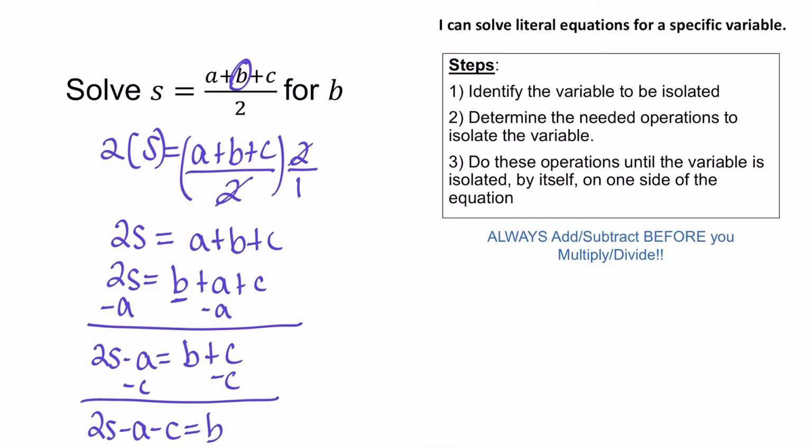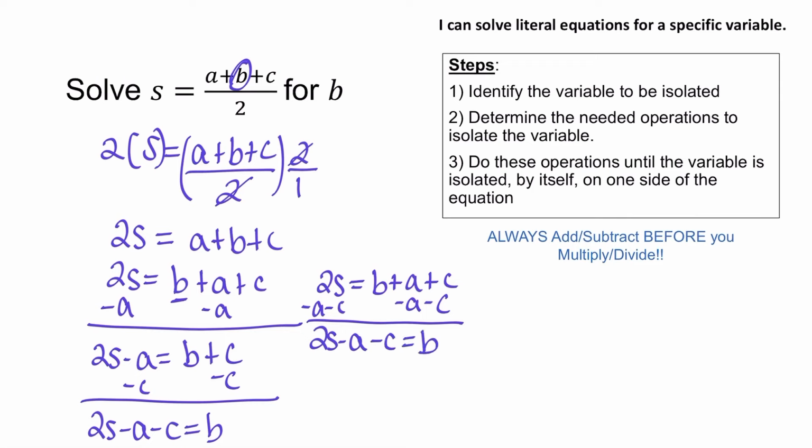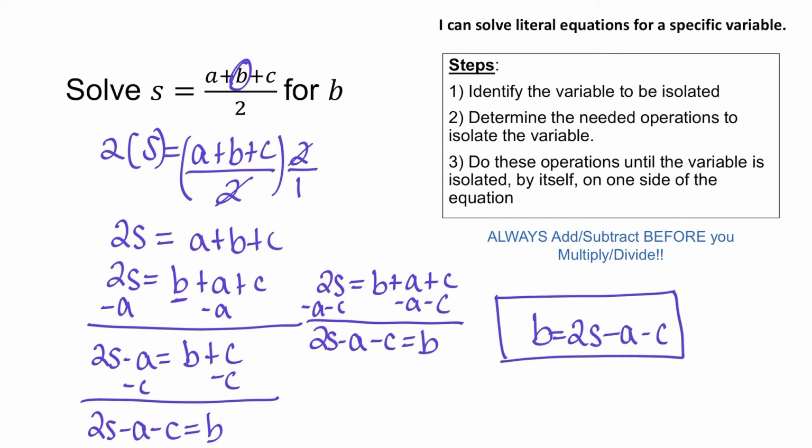If you would prefer, in this step, you can subtract a and c at the same time. So if you want, instead of doing it the way I did, you can say 2s equals b plus a plus c, and you can do minus a minus c at the same time, if that is your preference. Okay, so then you'll still get the same result, 2s minus a minus c equals b. So b equals 2s minus a minus c is our equation now solved in terms of b.